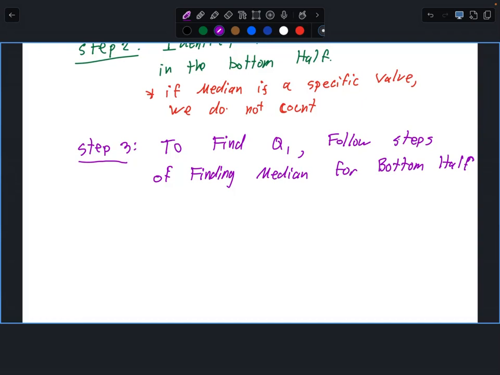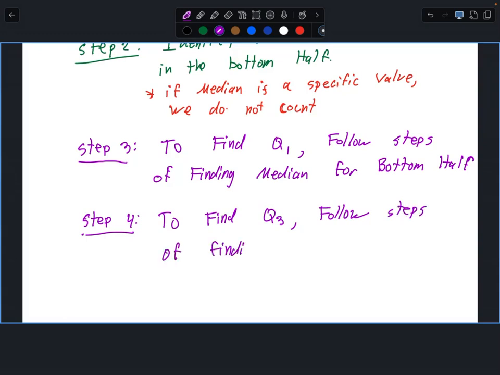And then we have step 4. No, I did not. What did I tell you? Can anybody recall? I said there was no such thing as Q4. There's no such thing as quartile 4. Come at me with receipts. To find Q3, follow the steps of finding the median for the top half. All right, and that's it.